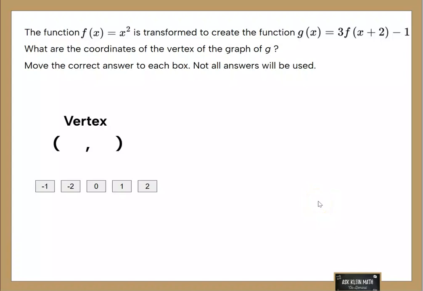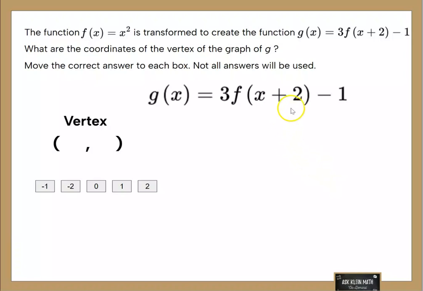Here's a typical problem. The function f of x equals x squared is going to be transformed to create the new function g of x equals 3 f of x plus 2 minus 1. Now we need to answer the coordinates of the vertex for the graph G, and what we're going to do is take each of these boxes and decide which one goes into the x value and which one goes into the y value.